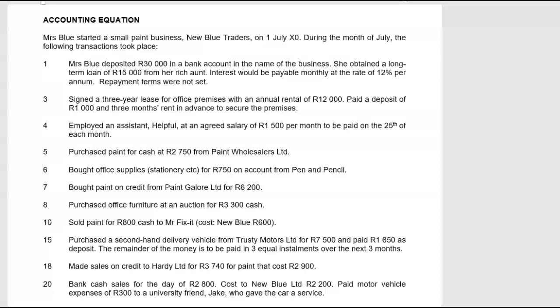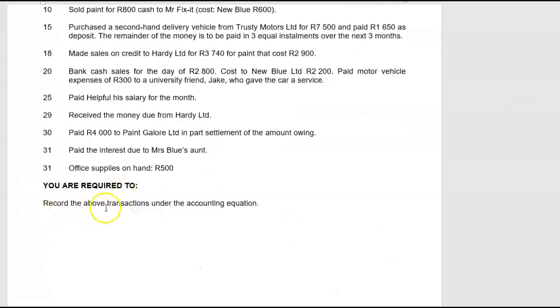Mrs. Blue started a small paint business, New Blue Traders, on 1 July X0. During the month of July, the following transactions took place. Okay, now what are you required to do? Record the above transactions under the accounting equation.